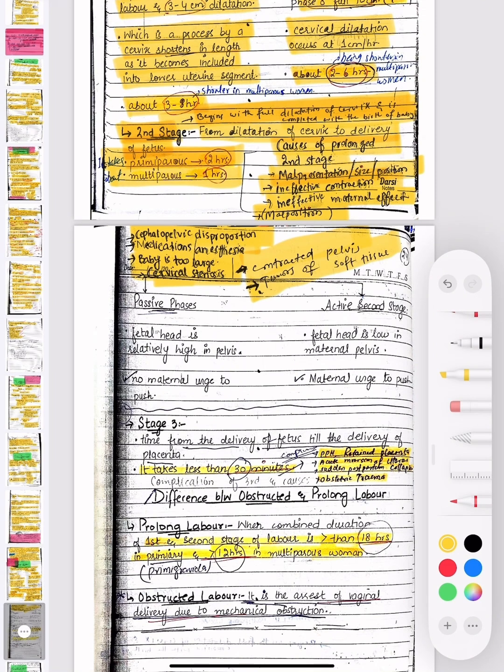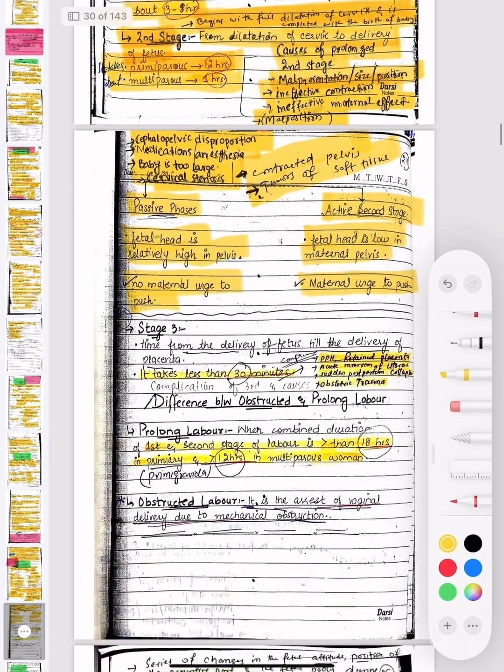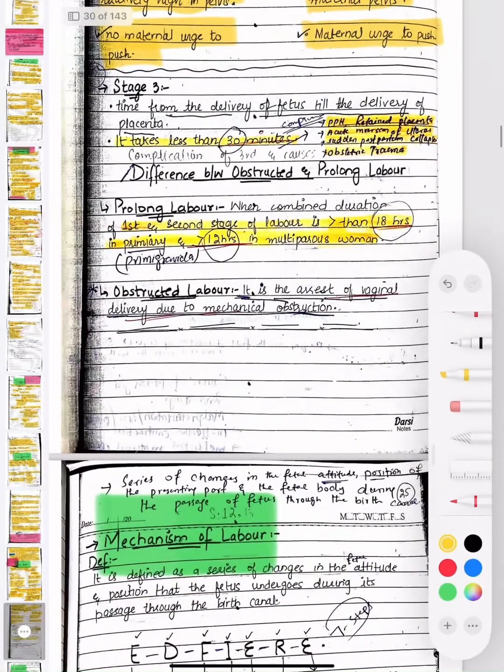Now we have the passive phase and the active stage. In the passive phase, the fetal head is relatively high in the pelvis and there is no maternal urge to push. In the active second stage, the fetal head is low in the maternal pelvis and the maternal urge to push has started. So this was the second stage of labor. Now the third stage of labor is the time from the delivery of the fetus till the delivery of the placenta, and it takes less than 30 minutes.